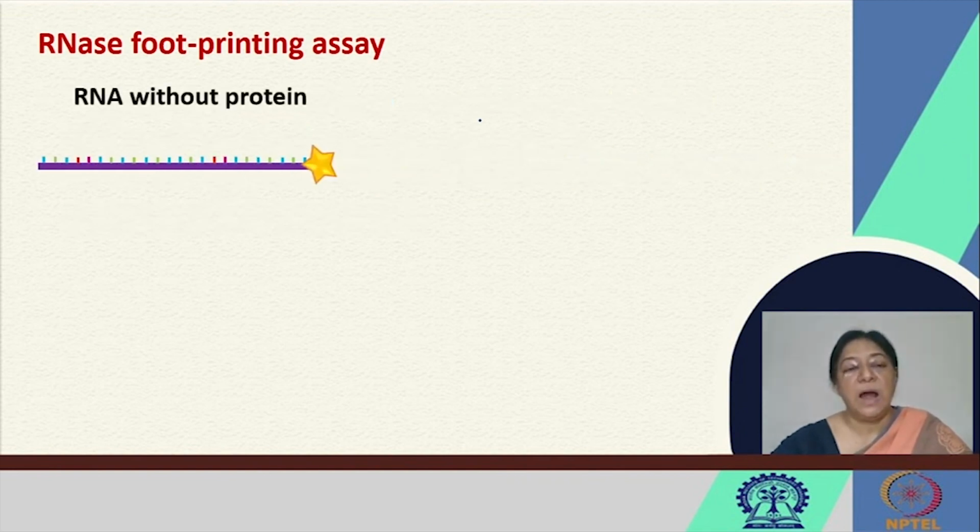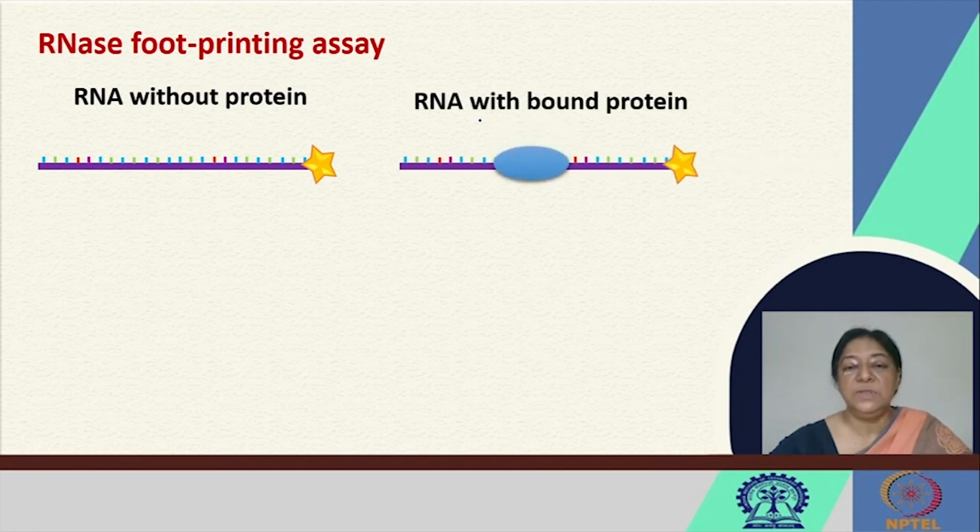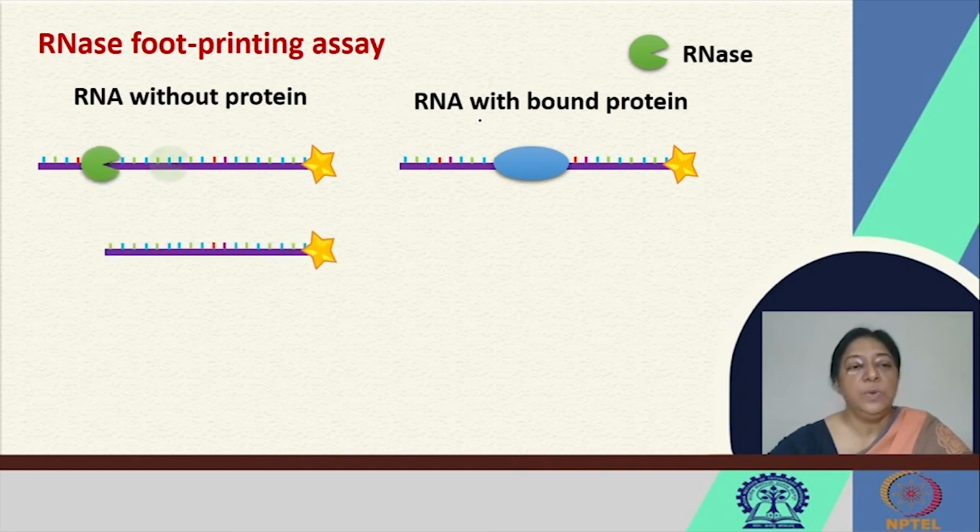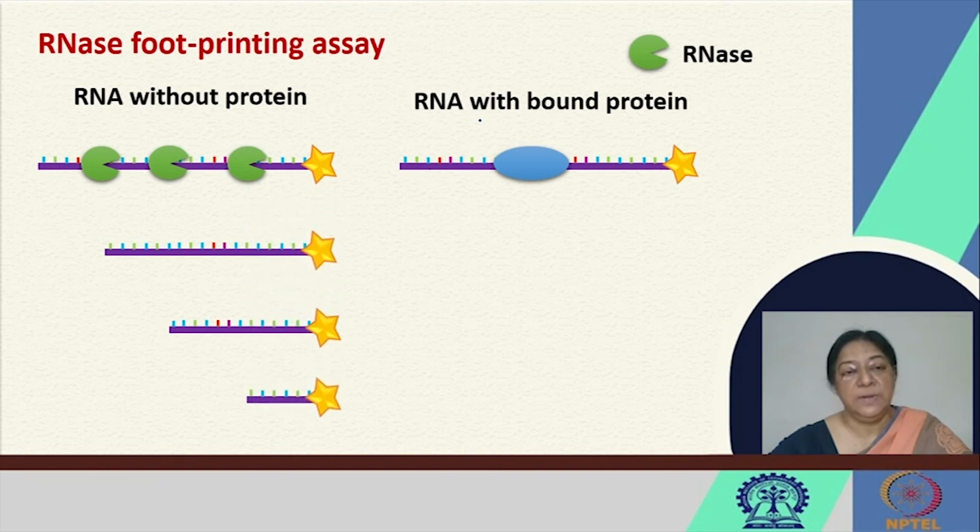So if we look at RNA without protein, and then we have the RNA with the bound protein. This is where we have our protein-RNA complex formed. Now we are looking at RNase. What will RNase do? RNase will chop up the RNA at specific locations depending upon its specificity. So we will have fragments of the RNA without the protein.